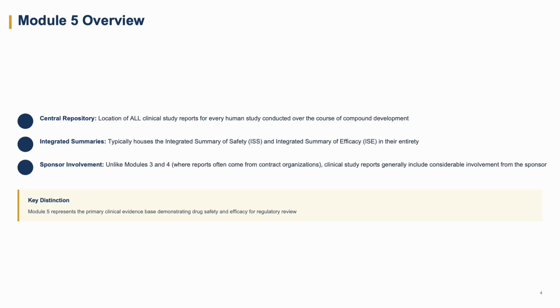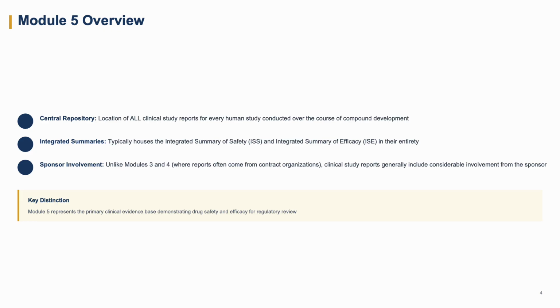Second, the integrated summaries are critical documents. The ISS, or Integrated Summary of Safety, pools safety data across all your clinical studies to provide a comprehensive picture of your drug's safety profile. The ISE, or Integrated Summary of Efficacy, does the same for efficacy data. These are specifically required by FDA regulations under 21 CFR 314.50 for NDAs.